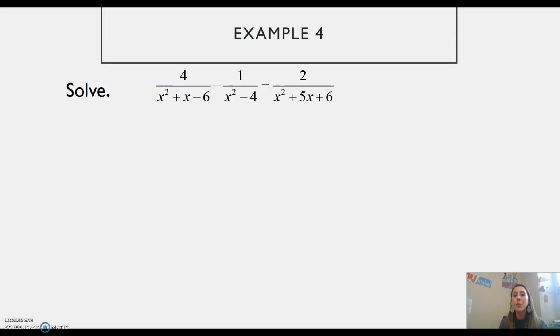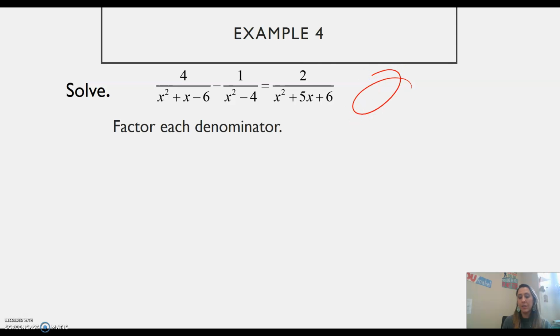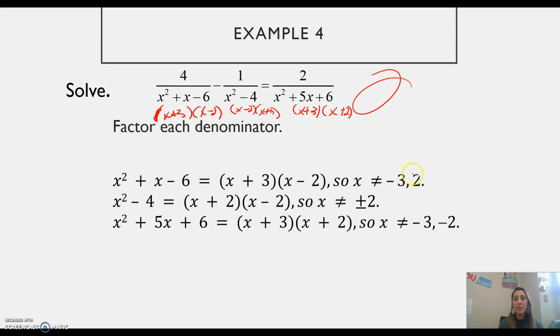This is solving. So this one we want to start with factoring each of the denominators. So if we factor the denominators, we're going to end up with, this one is going to be, the factors of -6 that add to 1 are x plus 3, x minus 2. This is a difference of squares, and we're going to have x minus 2, x plus 2. And the factors of 6 that add up to a positive 5 are going to be x plus 3, x plus 2.